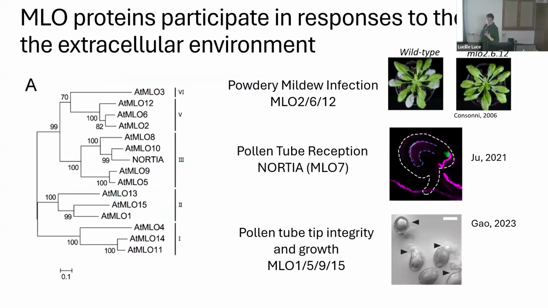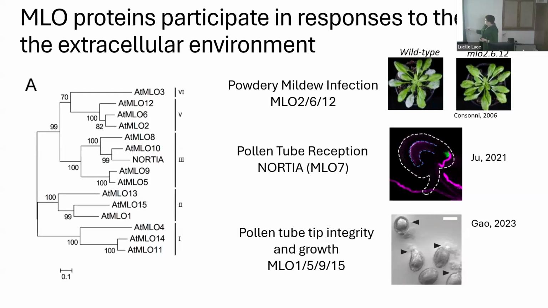MLO proteins have been popping up a lot lately. They were originally discovered in the context of powdery mildew infection. They were discovered in barley, and if you have a barley MLO mutant, the plant becomes completely resistant to powdery mildew infection. Later, it was found that clade 5 MLOs in Arabidopsis play the same role. So a triple mutant becomes completely resistant. Single mutants have lesser degrees of resistance.